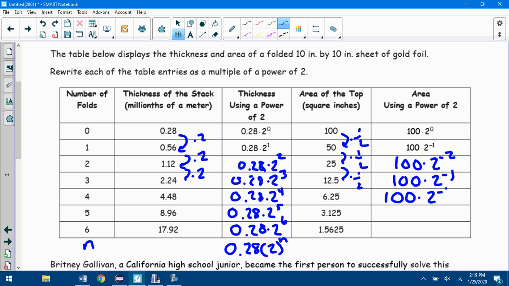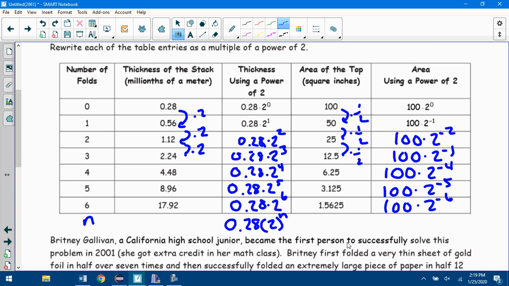100 times 2 to the negative 4. 100 times 2 to the negative 5. 100 times 2 to the negative 6th. So if there were n folds, what would the area be? It'd be 100 times 2 to the negative n.